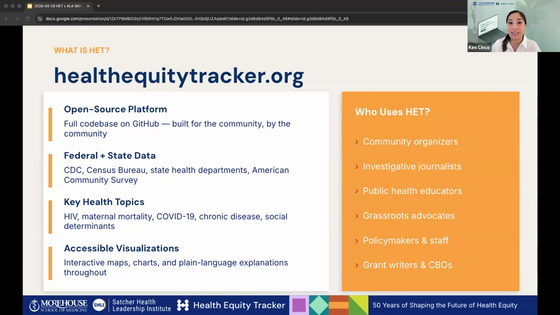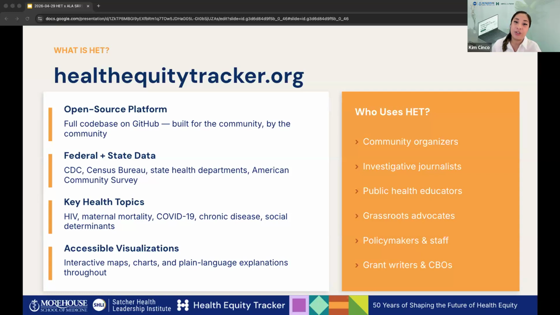We pull from the CDC, the Census Bureau, the American Community Survey, state health departments, and other federal sources. We cover maternal mortality, COVID-19 outcomes, chronic diseases like diabetes and COPD, and a range of social determinants: poverty, insurance coverage, and the like. And we're serving over 85,000 users a year across all 50 states and US territories.